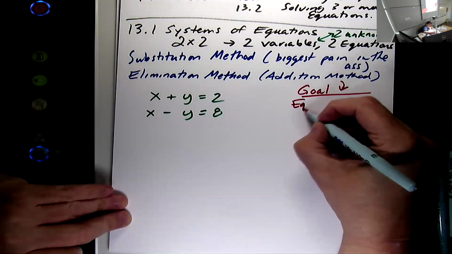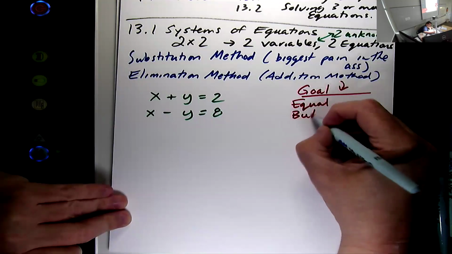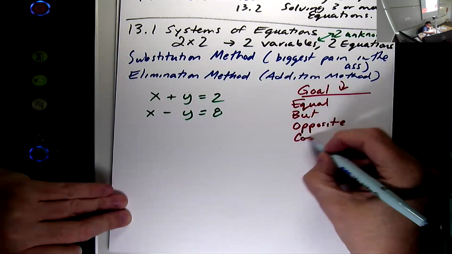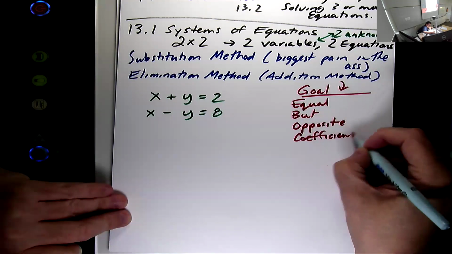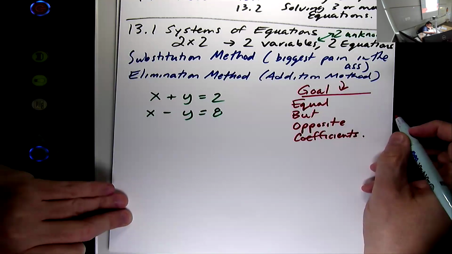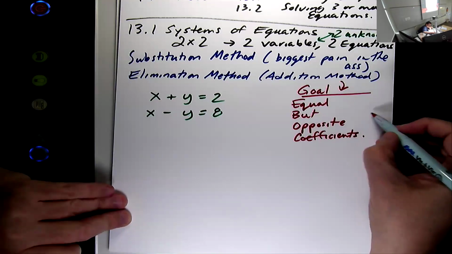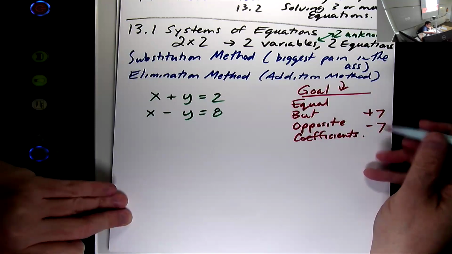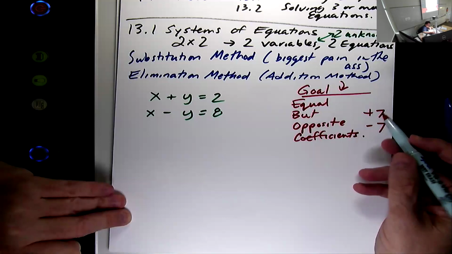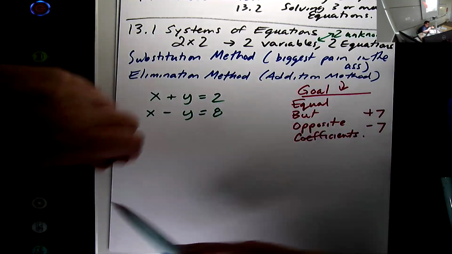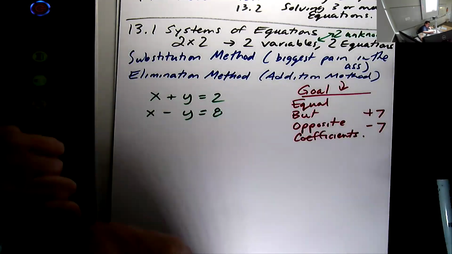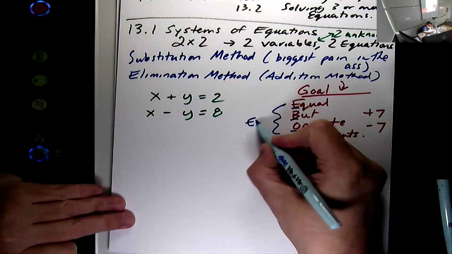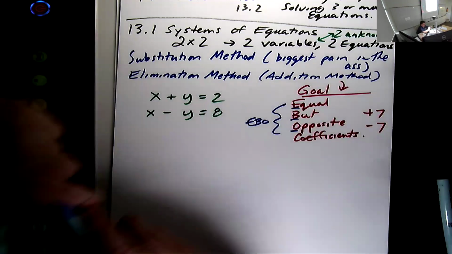Equal but opposite coefficients. Like +7 and -7. Those are the same in value, but opposite signs. I'm going to abbreviate this EBO from now on, equal but opposite. When I'm writing it from now on, I'm going to call this EBO because it's a pain to write, just for lecture purposes.